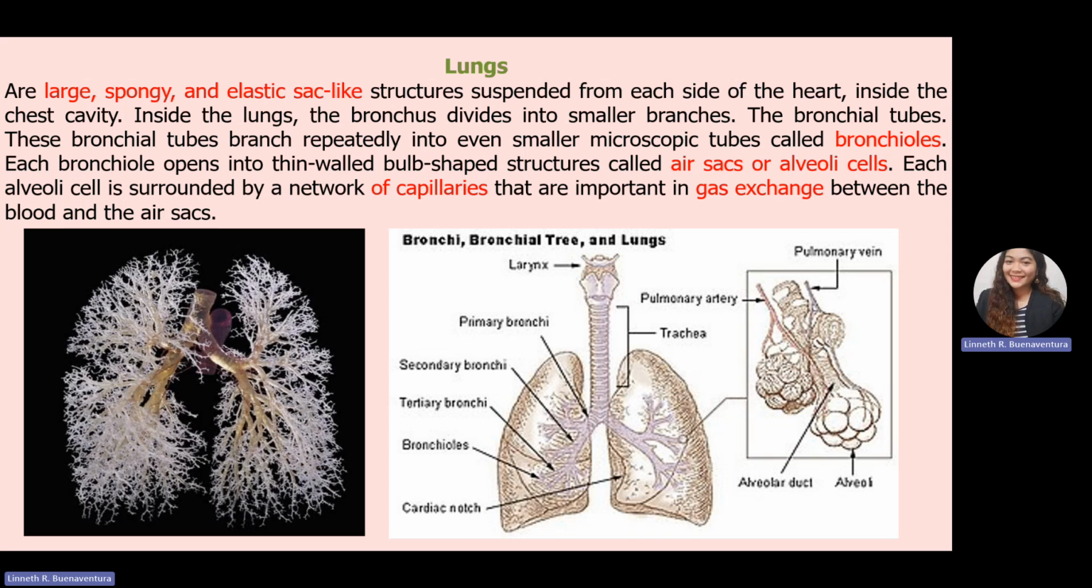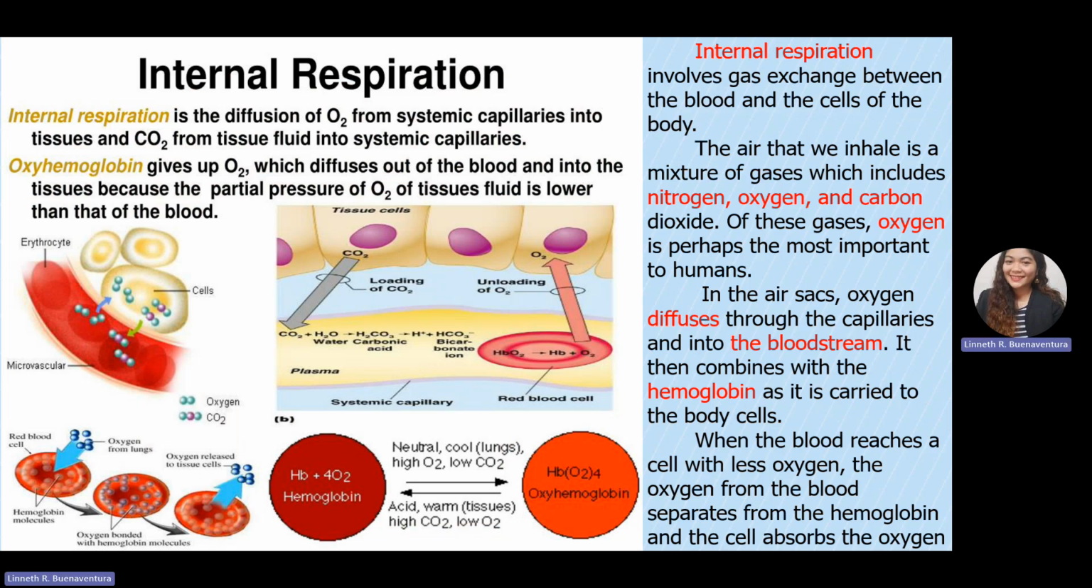The alveoli are surrounded with capillaries where the gas exchange happens. Okay, so that is what we call internal respiration. So this is the bronchioles, and then the alveoli. Once the air reaches the alveoli, the internal respiration happens. It involves gas exchange between the blood and cells of the body.